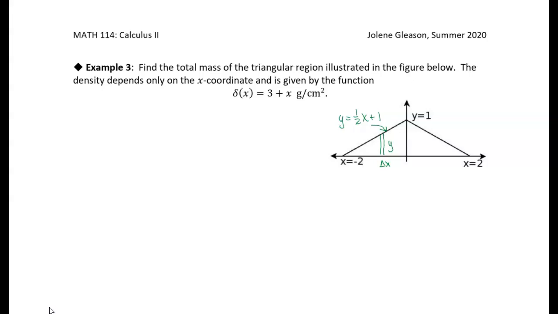But when we come over to the right side of this triangle and look at slices over here, we have a different function that defines the top boundary of this area. If this is delta x and this is y, y is something different over here, because now this line is going down, so a rise of -1 and a run of 2. So y is equal to -1/2 x plus 1, because the y-intercept is 1.